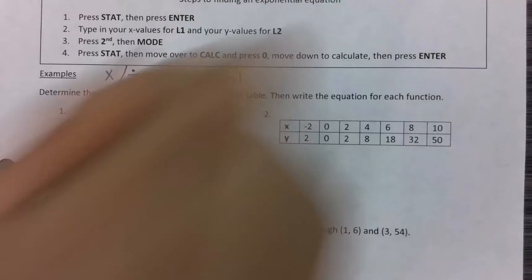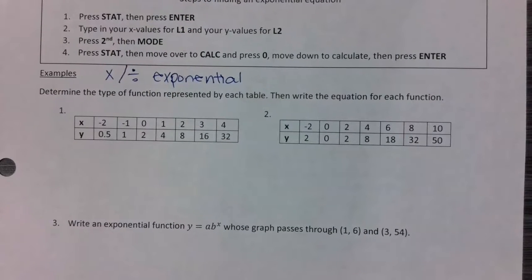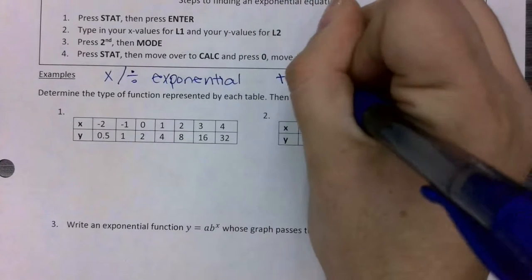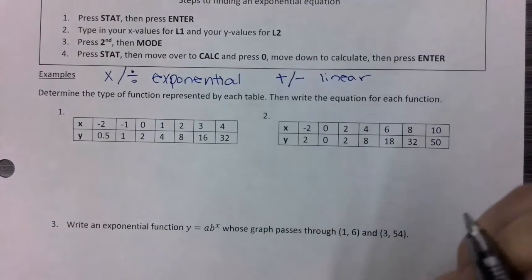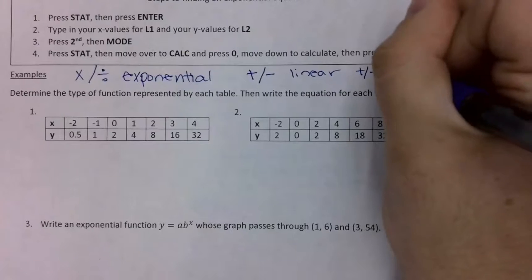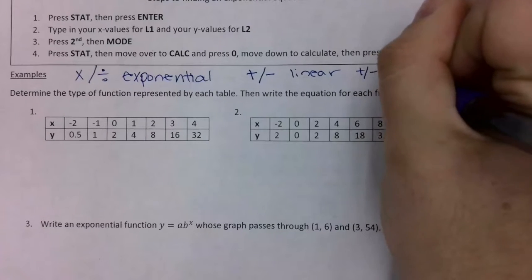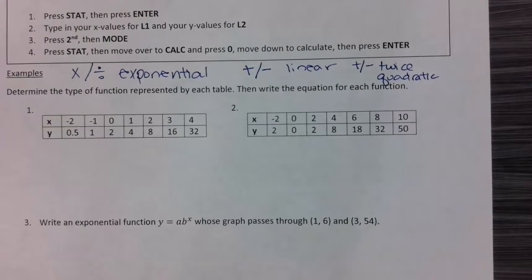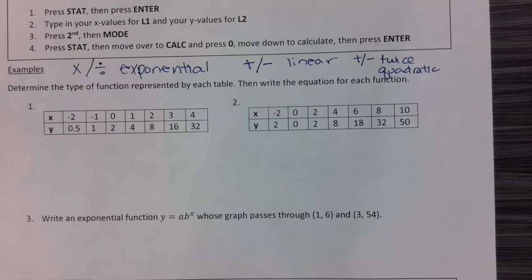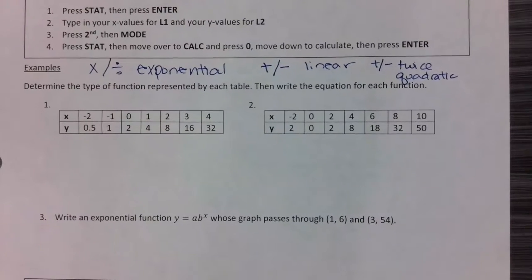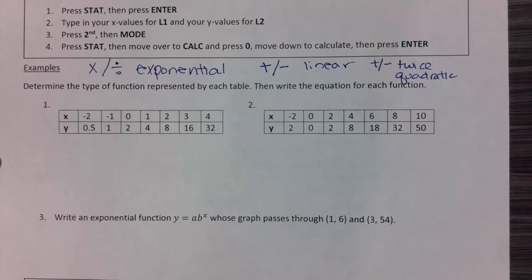Hold on, let me write this word. I can't talk and write. If it's multiplying and dividing, it's an exponential function. Just adding and subtracting, it's linear. If it's adding and subtracting twice, this is what we did last semester. Remember, it's quadratic. So we're figuring out the change in the y values. If it takes 2 tries to get to the same number, it's quadratic. If it takes 3 times, it's cubic. 4 times, it's quartic.